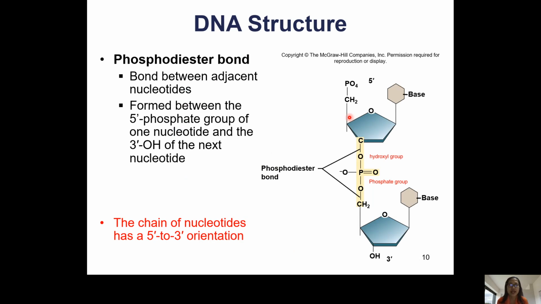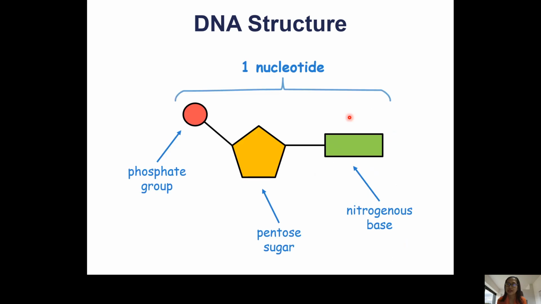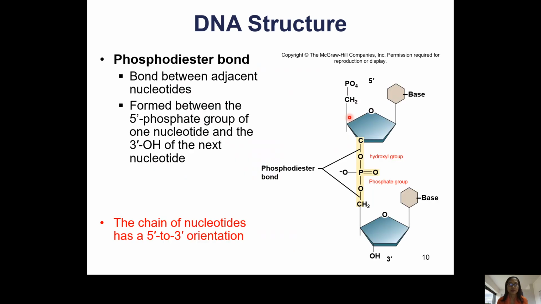So this is the structure of DNA. I just told you about the previous one, the nucleotide. One nucleotide will attach to another nucleotide, and these two will attach to another nucleotide. It's like a chain, and it becomes DNA. So how can one nucleotide attach to the other? It is bound by a chemical bond, the phosphodiester bond. It's a bond between adjacent nucleotides.